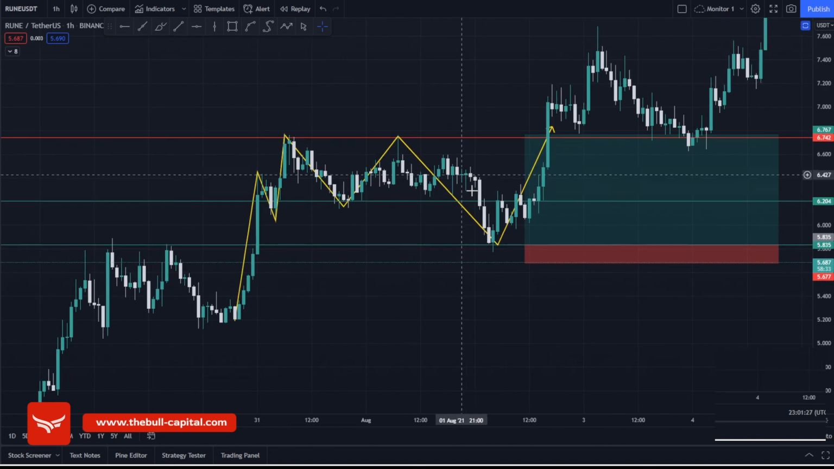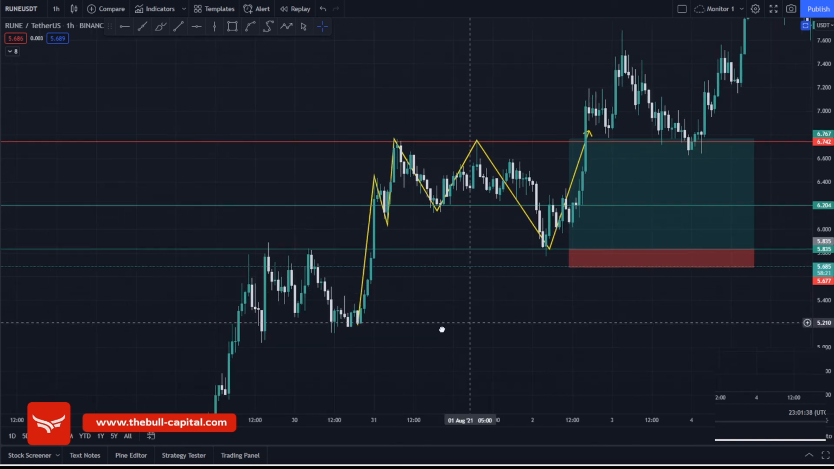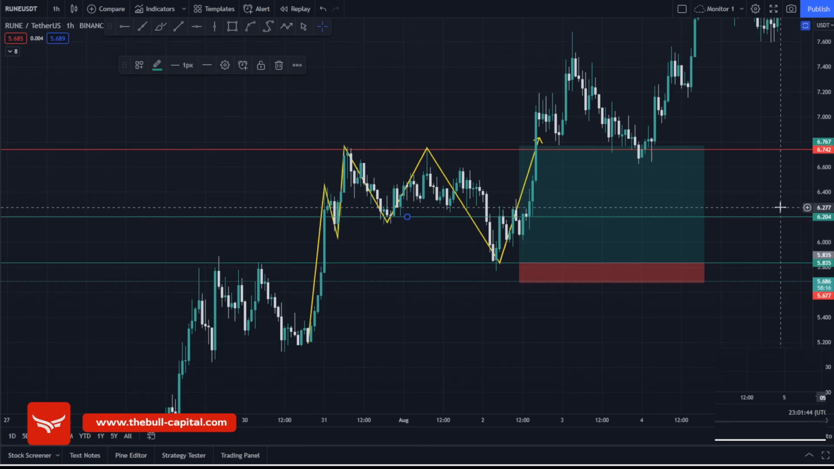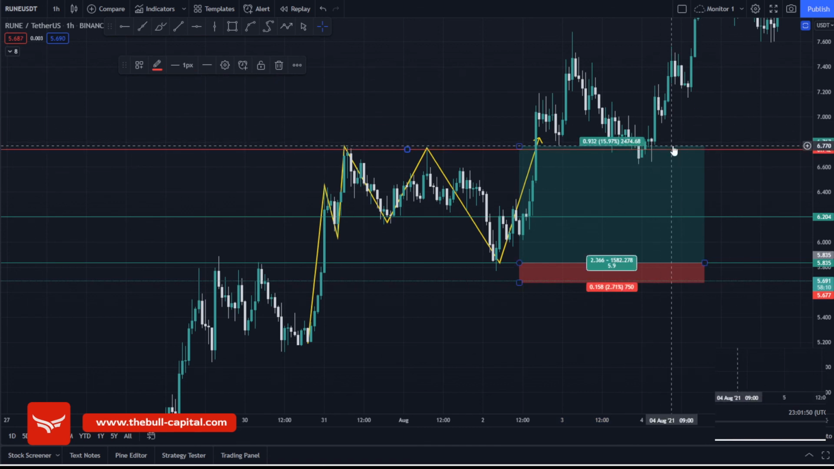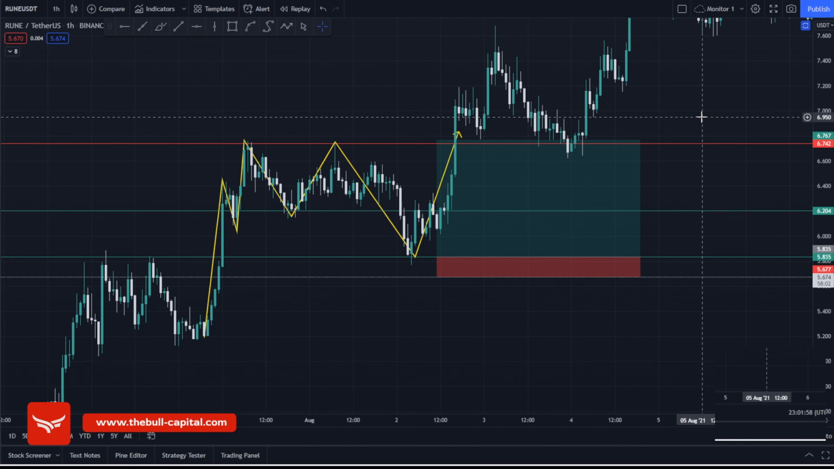And if you look here, it acted as a resistance, and once it broke that resistance, it went higher. So this is the first level where we should take a part of the profit, and the top of the range should be the final take profit. I hope that was simple enough to understand how you should do your entries, where you should take profits and where you should put stop losses.